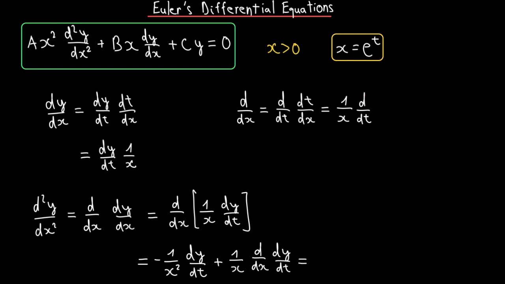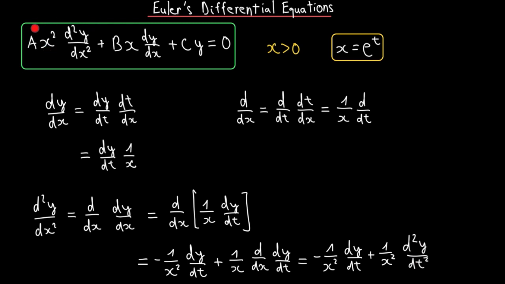Our expression then becomes minus 1 over x squared dy by dt plus 1 over x times the 1 over x factor from here. So 1 over x squared d squared y by dt squared, because we have the extra factor d by dt. And d by dt of dy by dt is just the second derivative of y with respect to t. And so this is great because now we have a 1 over x squared factor for the second derivative. And this will cancel out with the x squared over here.